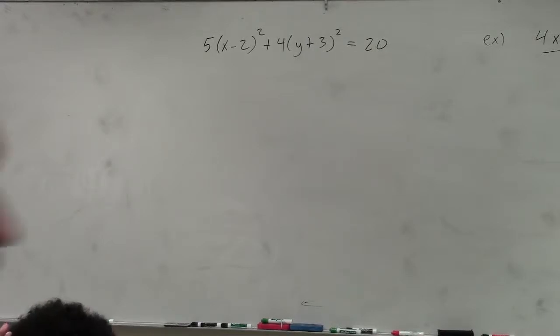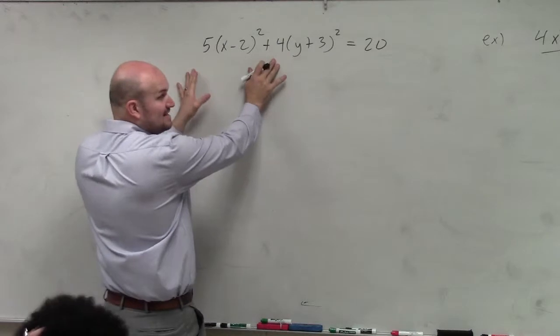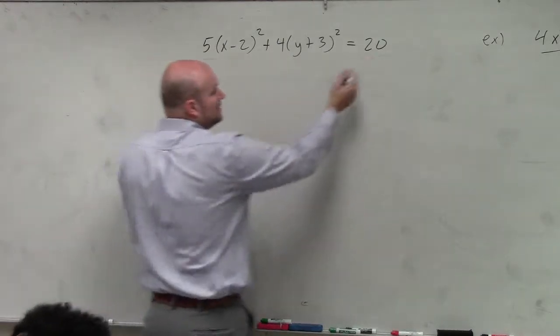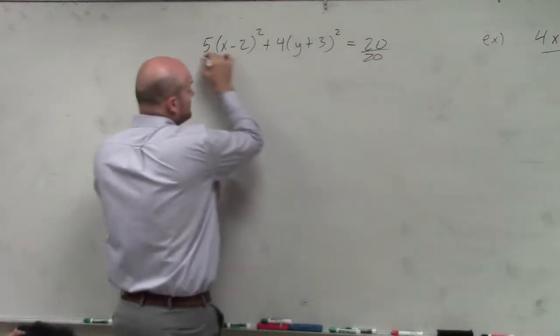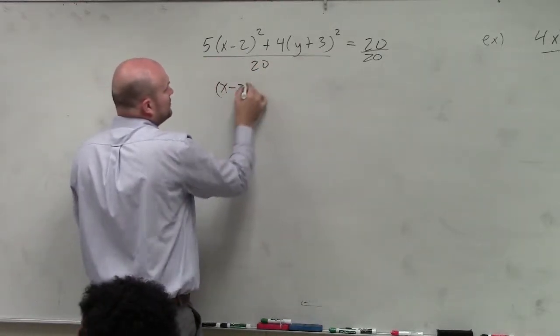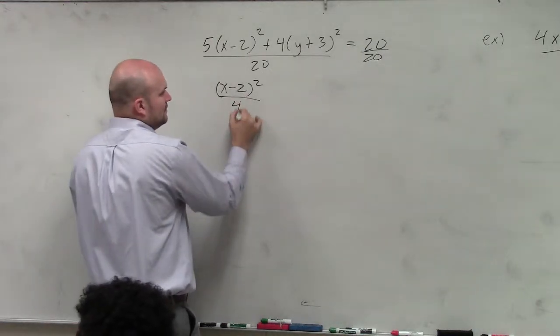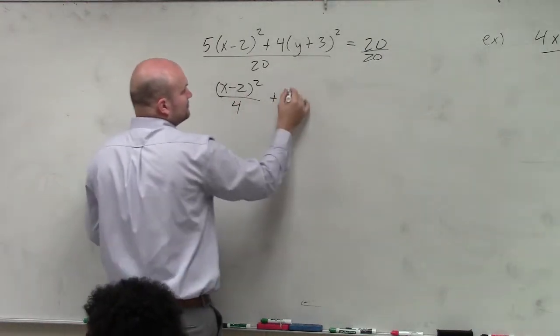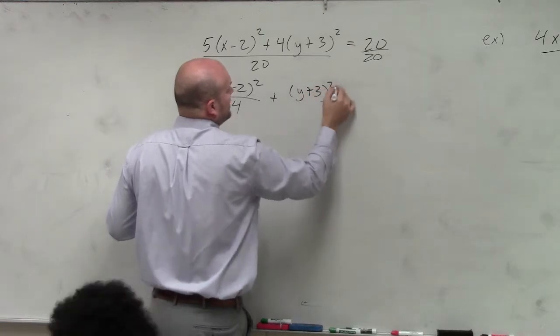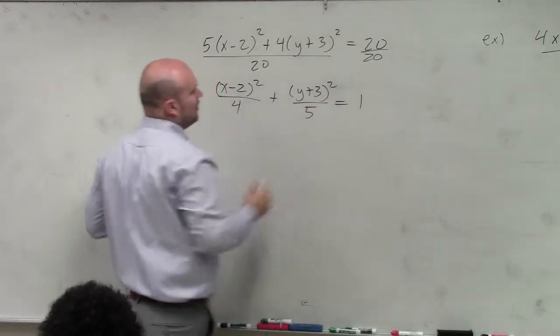But it's not written in the format, right? When my coefficients are not the same, I got to make sure I set this equal to 1. So the first thing I'll do is divide by 20. And therefore, I have (x minus 2) squared over 5/20, which is going to be 1/4, plus (y plus 3) squared over 4/20, which is going to be 1/5, equals 1.